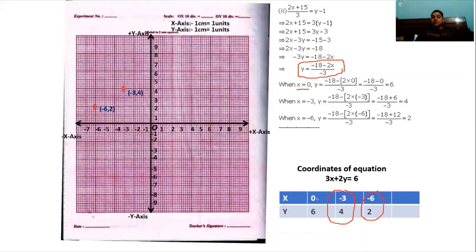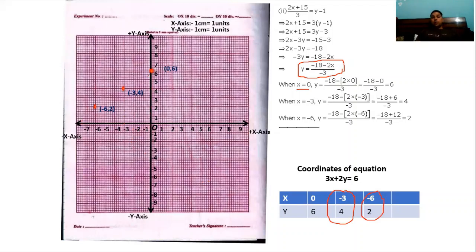Then x is 0, y is 6. So beginning from your origin, since x is 0, we will not proceed toward the positive direction of x or the negative direction of x. Our position will not be changed from the origin. Then what is y? y is 6. So what will be the location of this point? This point will be here. Okay, this is the location of your point.